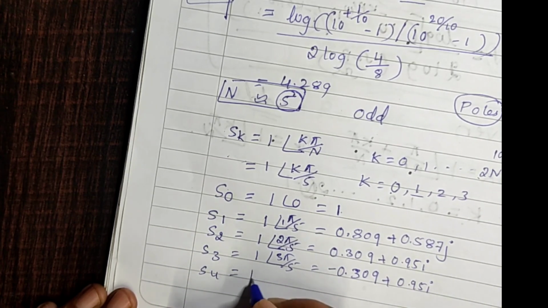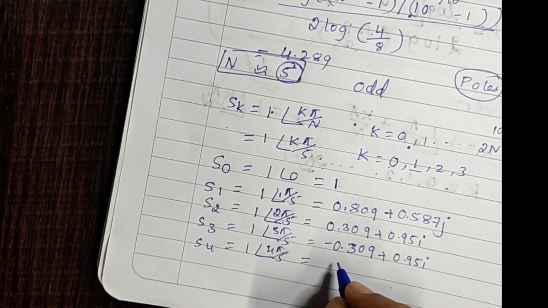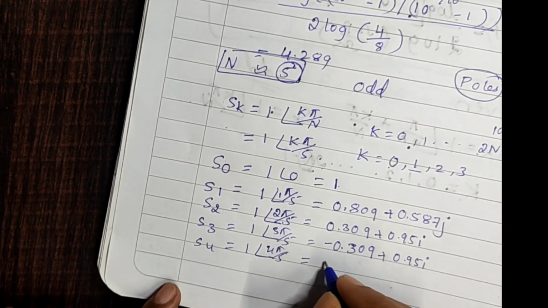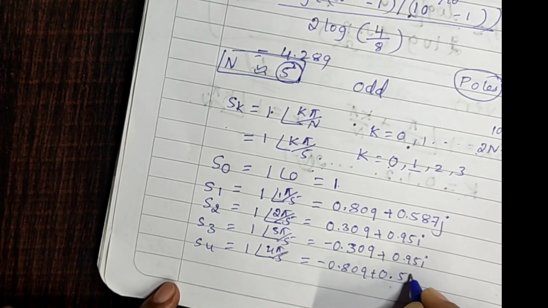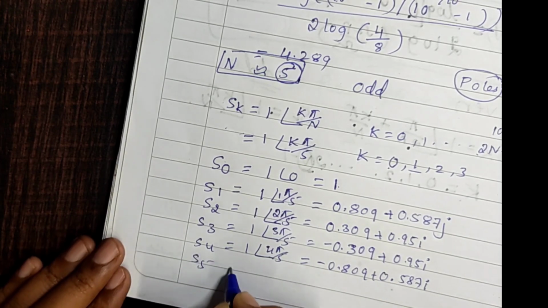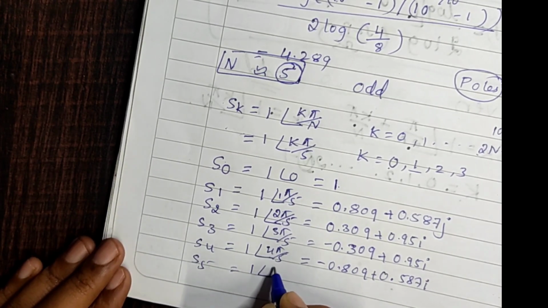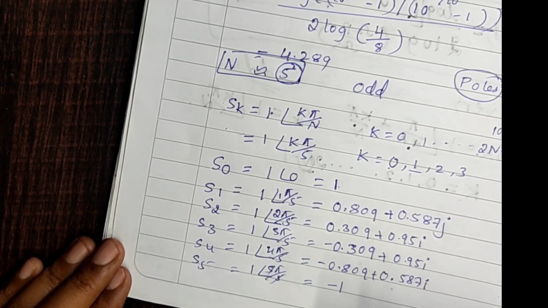S4 is equal to 1 at an angle 4 pi by 5, which is equal to minus 0.809 plus 0.587 i. S5 is equal to 1 at an angle 5 pi by 5, which is 1 at an angle pi, which is minus 1.